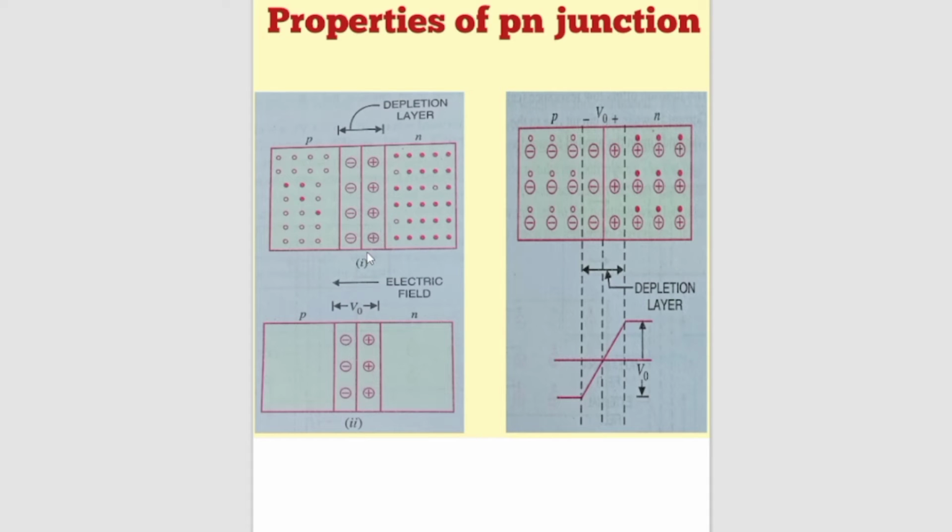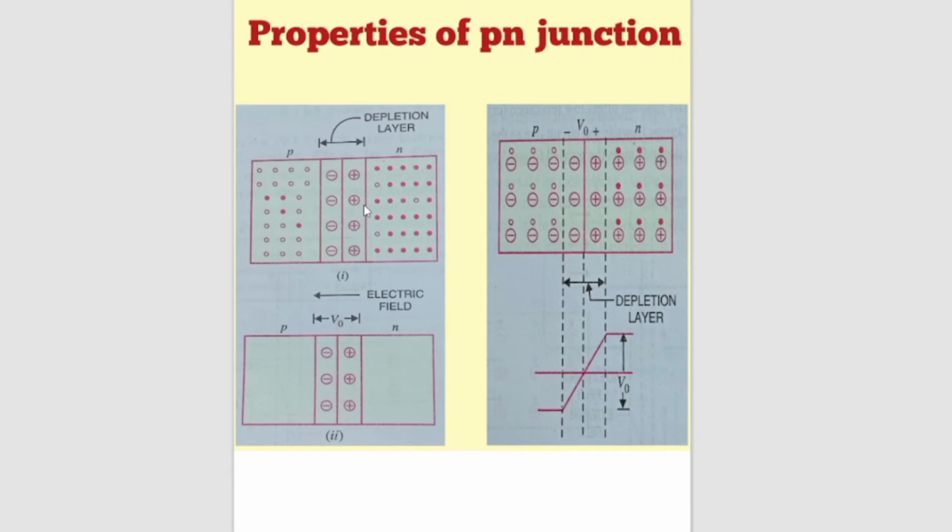As the electrons move across the junction, the p region loses holes as the electrons and holes combine. The result is that there is a layer of negative charges, that is trivalent ions, near the junction.